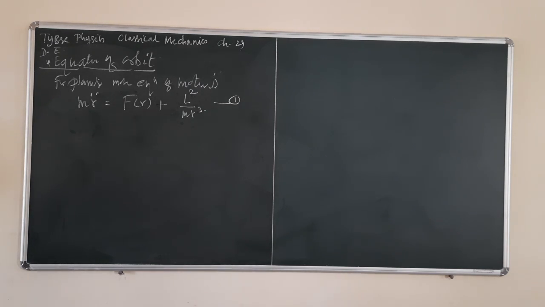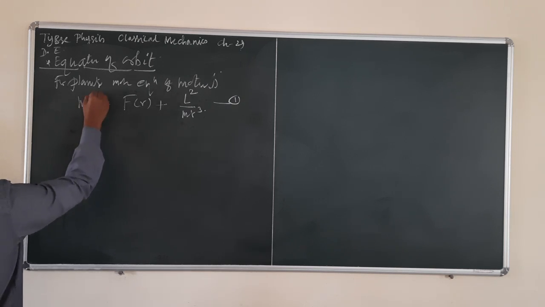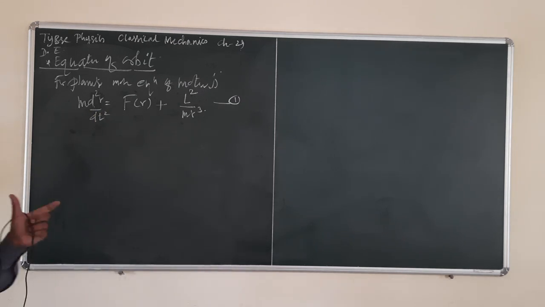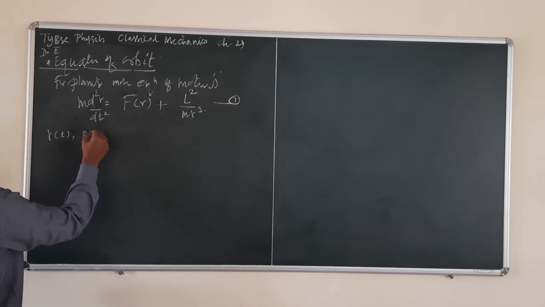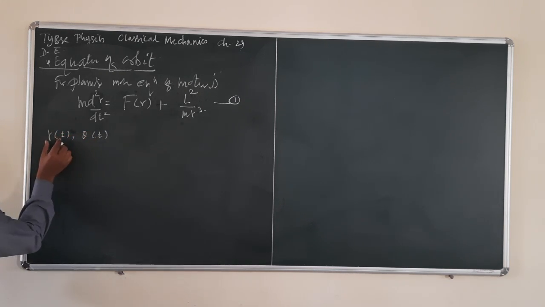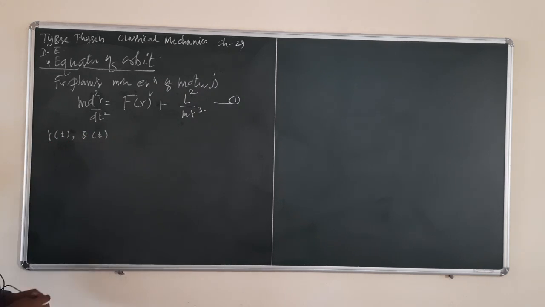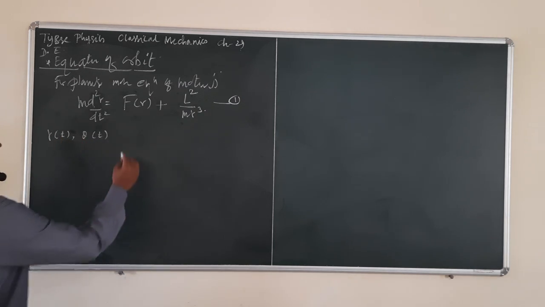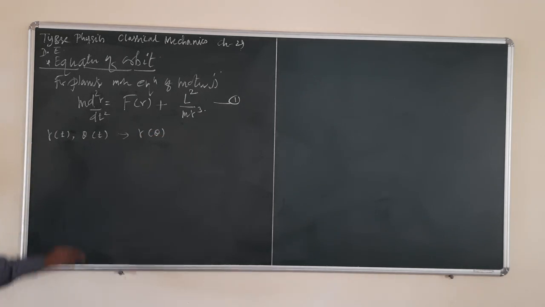Here we can write r double dot as the second order derivative of r with respect to time. So to get the differential equation of orbit, we know that r is a function of time, and theta is a function of time. We already derived equations for these two, so t is the variable.